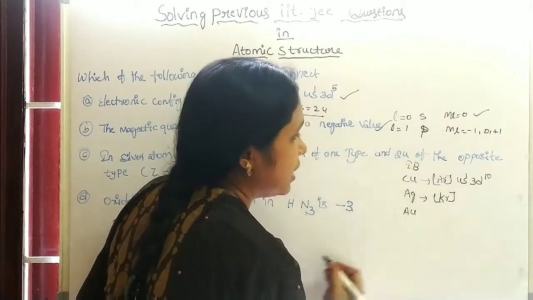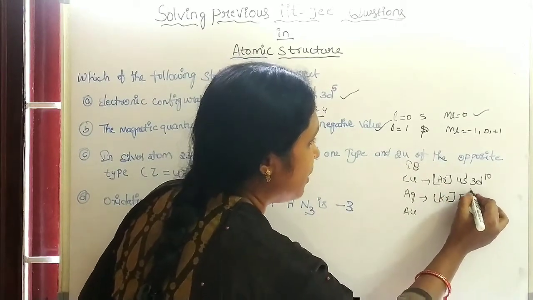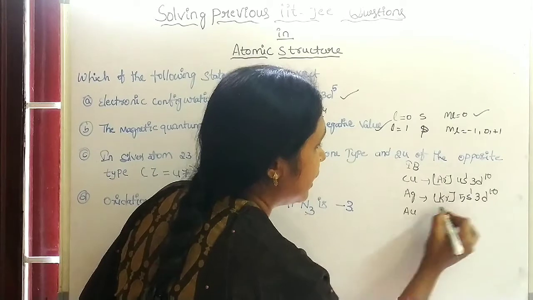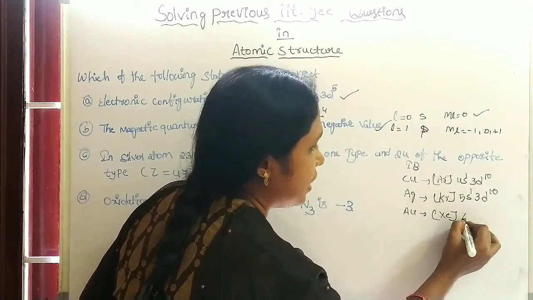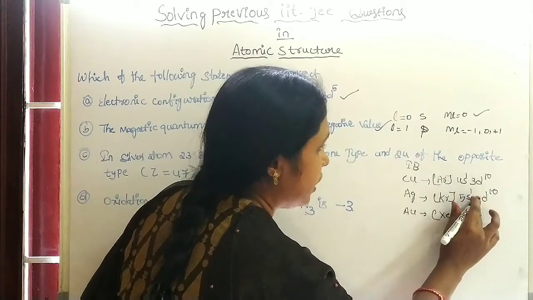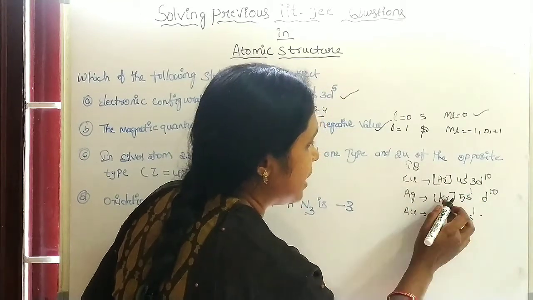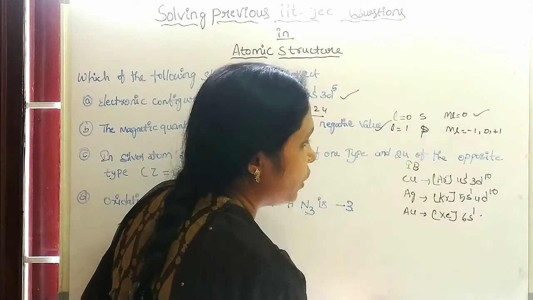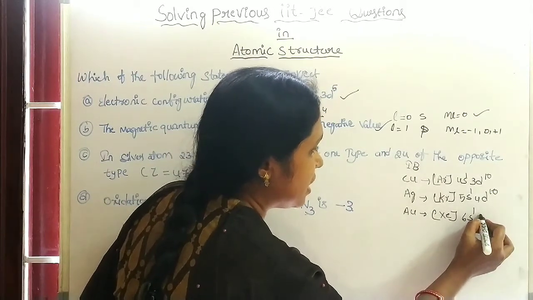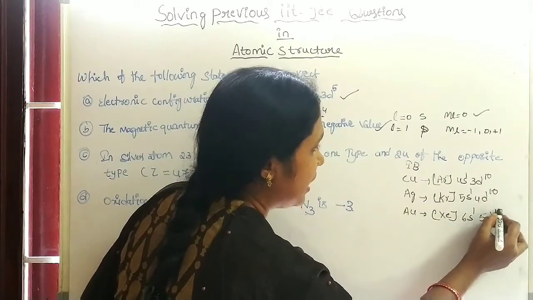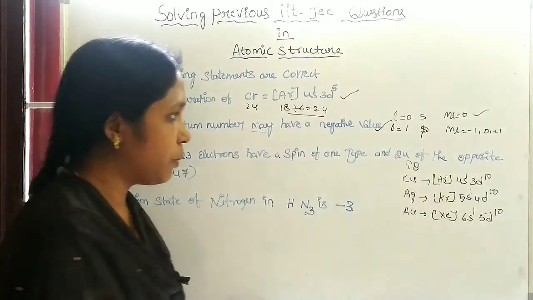Silver has krypton 5s1 3d10 and gold xenon 6s1. Silver has krypton 5s1 4d10 and gold has xenon 6s1 5d10. Okay, like that you will remember.